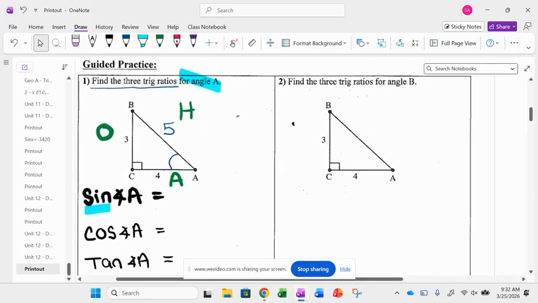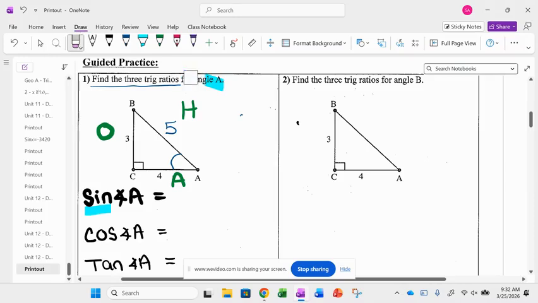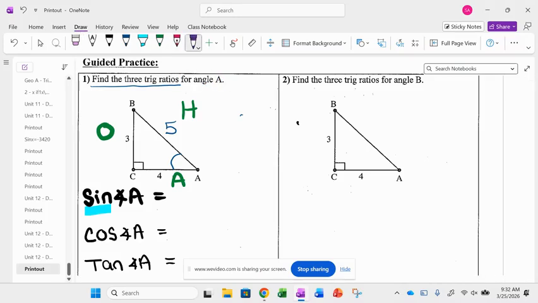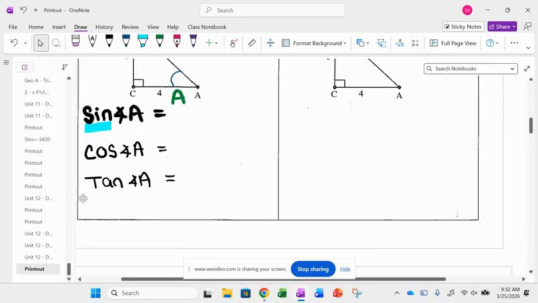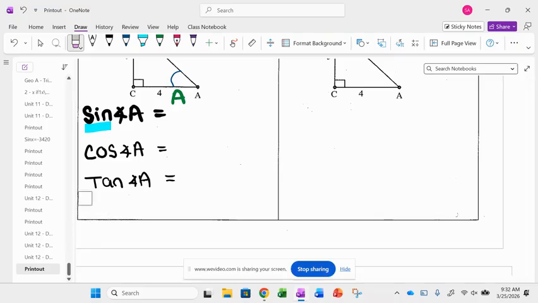Okay, what's that special word I said that helps us remember? The special word that this whole chapter is based on. So, SOH CAH TOA. So I'm going to write that down.